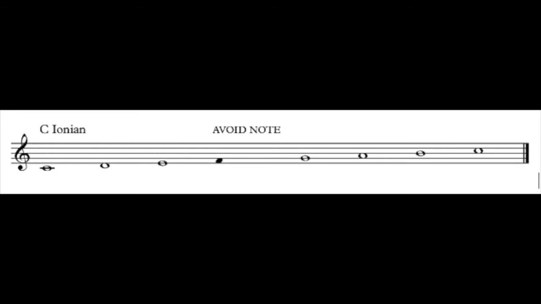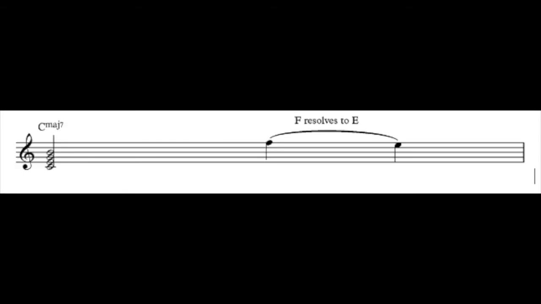We will listen to a C major 7th chord and an F in the melody. The F is that avoid note. If you listen carefully, you will feel tension, and the F wants to resolve half step down to the E, which is a chord tone.